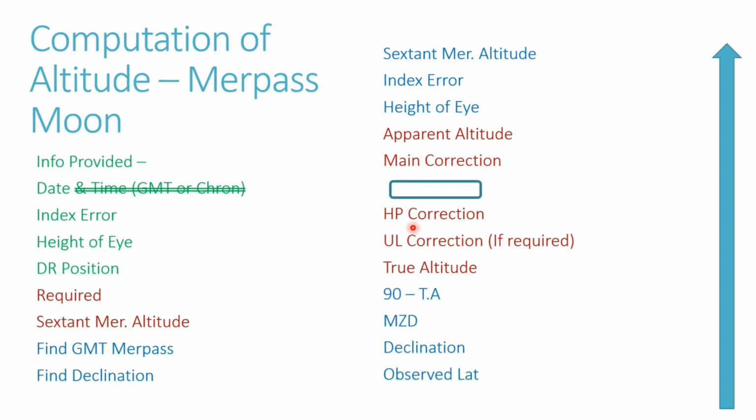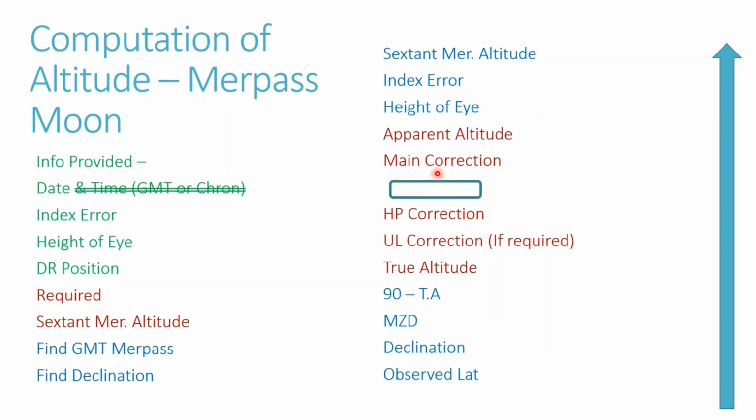We have the time available to us. We can get the HP of the moon from the almanac, and we can obtain the HP correction. Now, once the HP correction is obtained, we will get some value here. You can call it an uncorrected altitude. Now, the next thing which we need to obtain is the main correction. Here is where the problem comes.